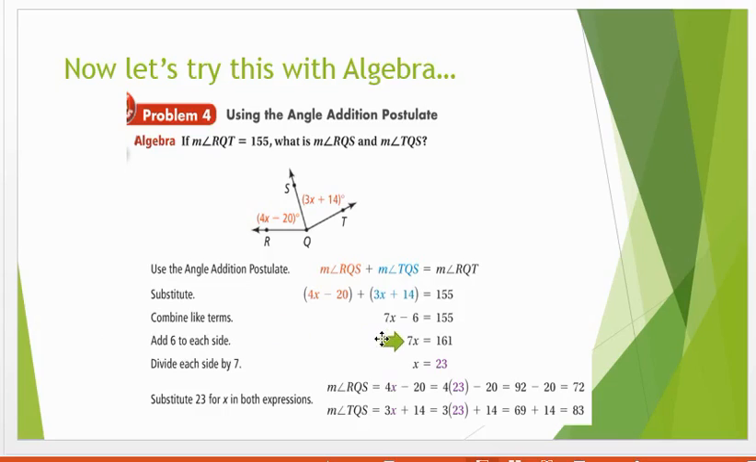All right, finishing up, I'm going to add 6 to both sides because I'm trying to isolate my x. Now I'm left with 7x equals 161. I'm going to divide each side by 7, and that gives me x is equal to 23. All right, that's great. X is equal to 23.